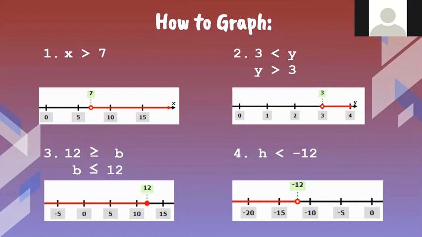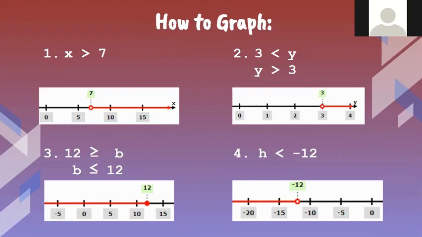Let's talk about how to graph these. So I copied all of the solutions onto this page, and I provided graphs for each one. Let's look at the graph for number 1. X is greater than 7. So we found 7 on the number line, and we put an open circle on it. The circle does not need to be colored in because the inequality symbol is greater than. We are going to shade all of the numbers to the right of 7 because that is the same direction as our inequality symbol is pointing.